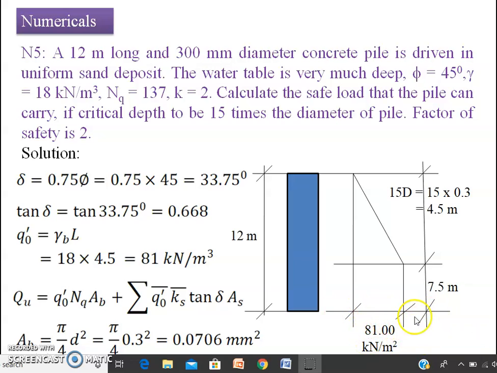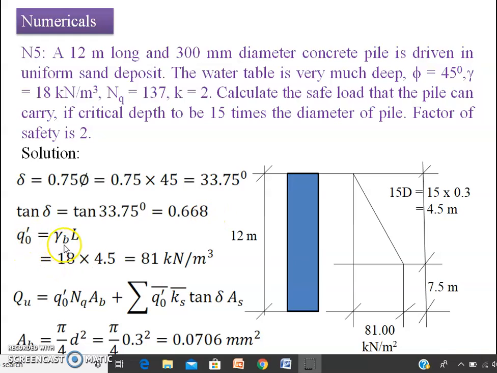Now the strength carrying capacity of that particular soil. Here we require delta, which for a concrete pile is mentioned to be 3 by 4 times the angle of resistance. So 0.75 times 45 works out to be 33.75 degree. Tan delta equals tan 33.75 degree, which works out to 0.668.